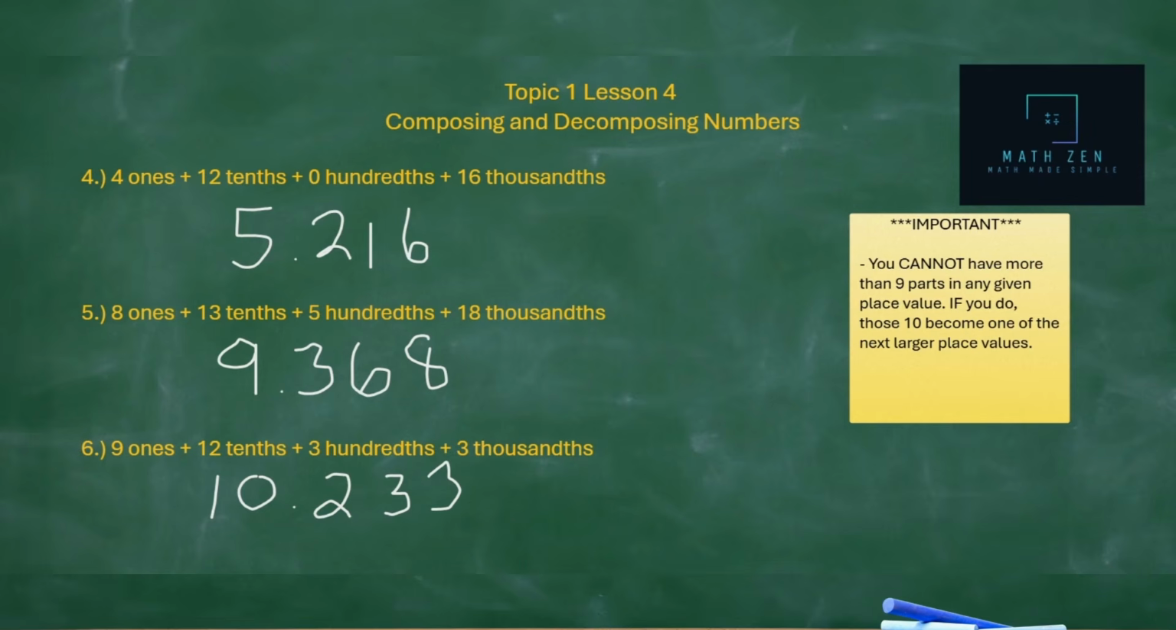All right, now that you've had enough time to solve these on your own, let's see how you did. So for number 4, you can see that 16 thousandths, we did have enough to regroup into the hundredths, and then we did also have enough tenths to regroup into the ones. So your final answer here should have been 5 and 216 thousandths.